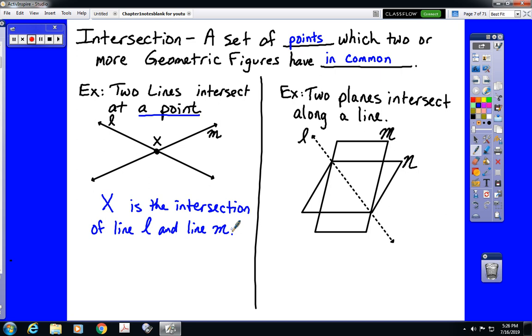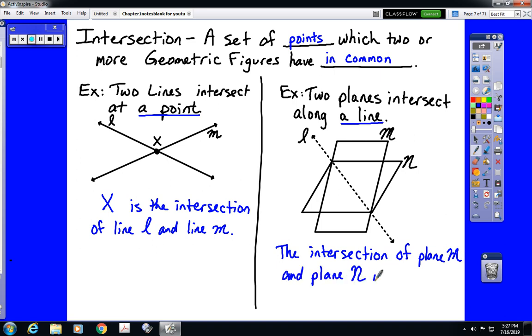Now, on the other hand, when we have two planes that intersect, and this is extremely difficult to draw, they always intersect along a line. So here we would say the intersection of plane M and plane N is line L. It is the line where those two planes cross each other, where they intersect.